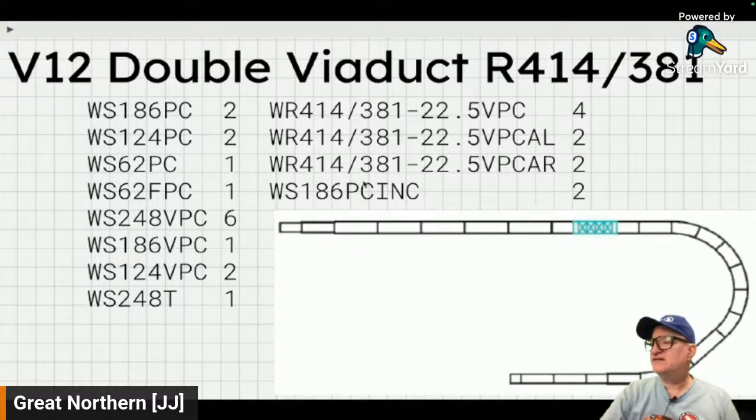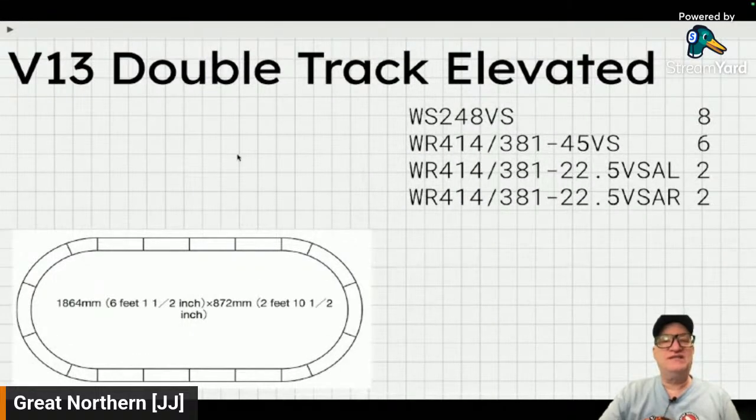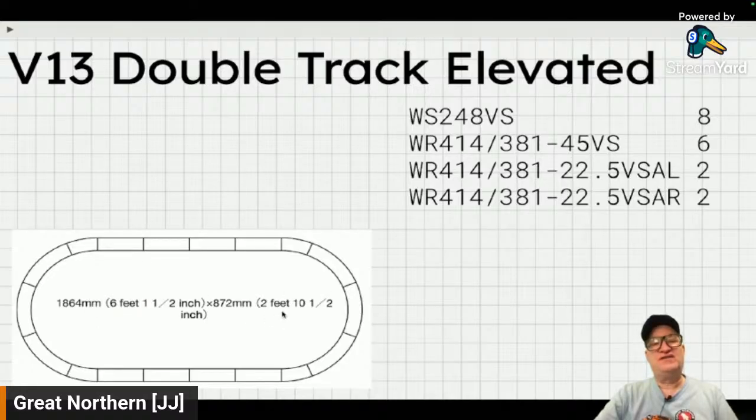And yeah, okay, so that's V12. V13, double track, super elevated, nothing really notable here. Same curvature, same radius for these outside, and it gives you a 6 feet by 2 feet footprint.